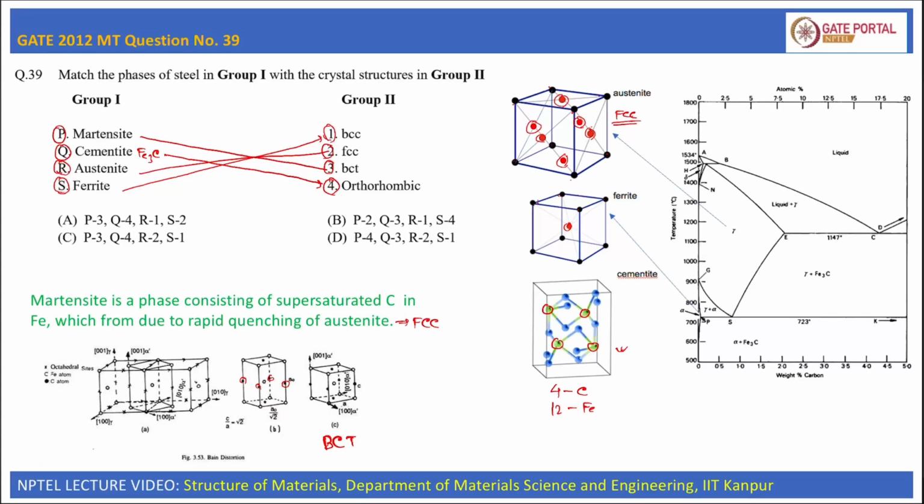The correct answer will be P with 3, Q with 4, R with 2, and S with 1. So the correct answer will be option C.